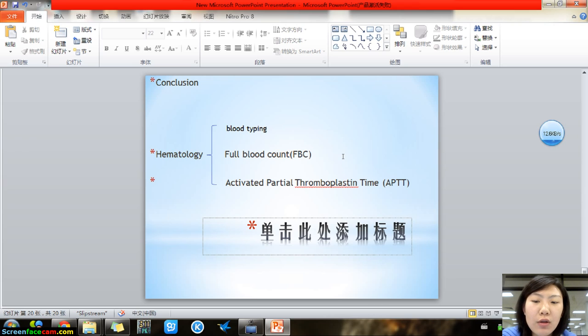However, all of the tests have limitations. And before doing the test, the health provider has to investigate the history of the patient entirely, to avoid misdiagnosis.